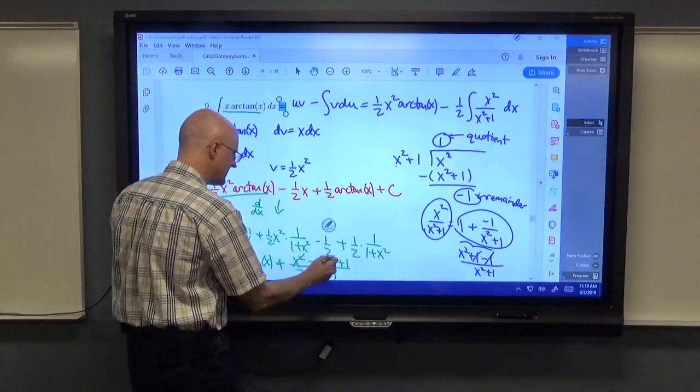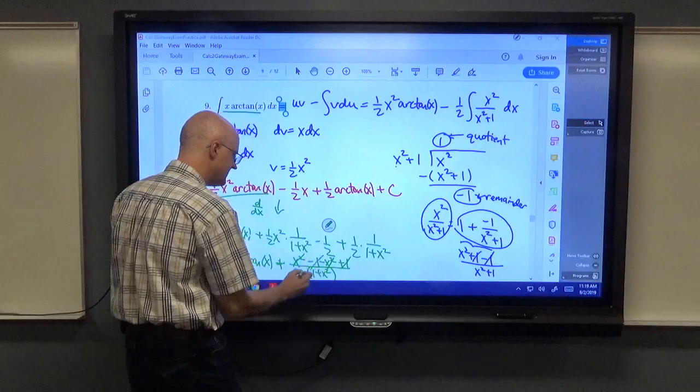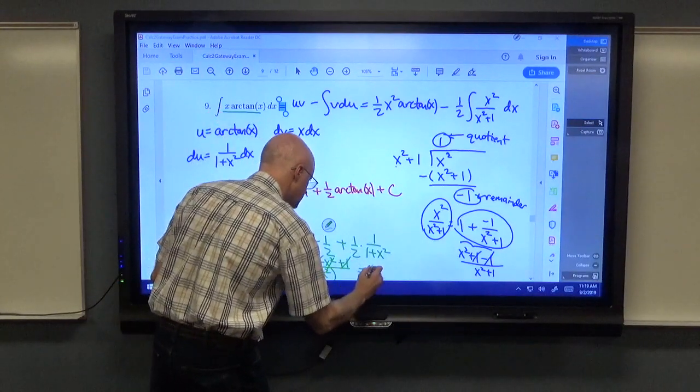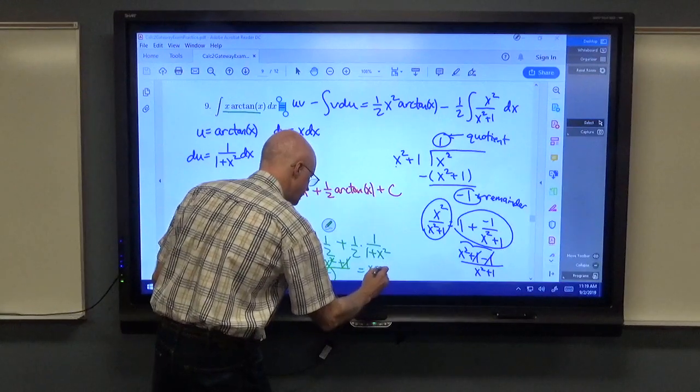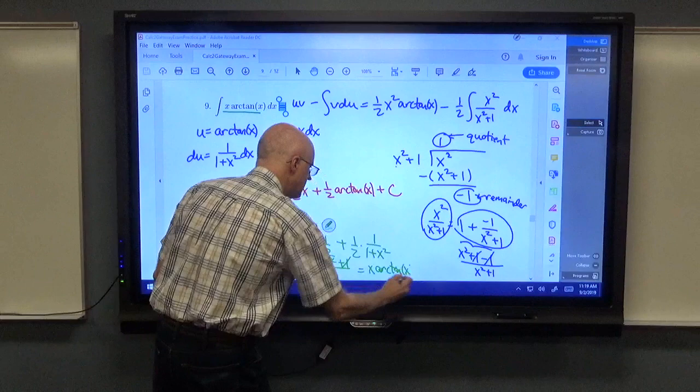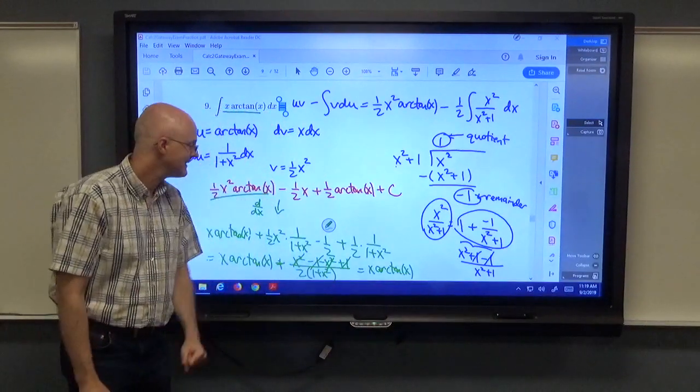Yeah, x squareds cancel, 1's cancel. You're left with 0 there. It goes away. The final answer for the derivative in the checking is x times arctangent of x. Same as the original integrand. Wow. Okay?